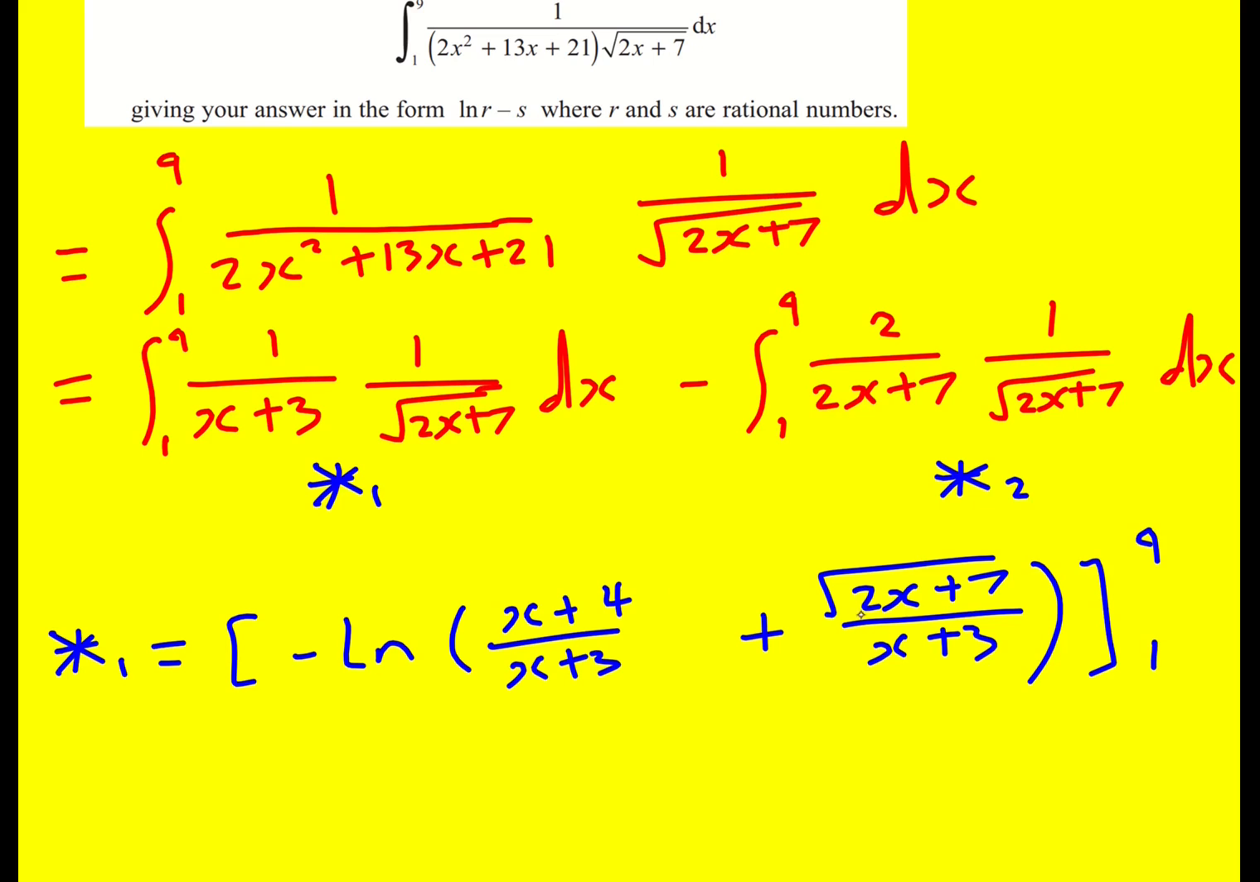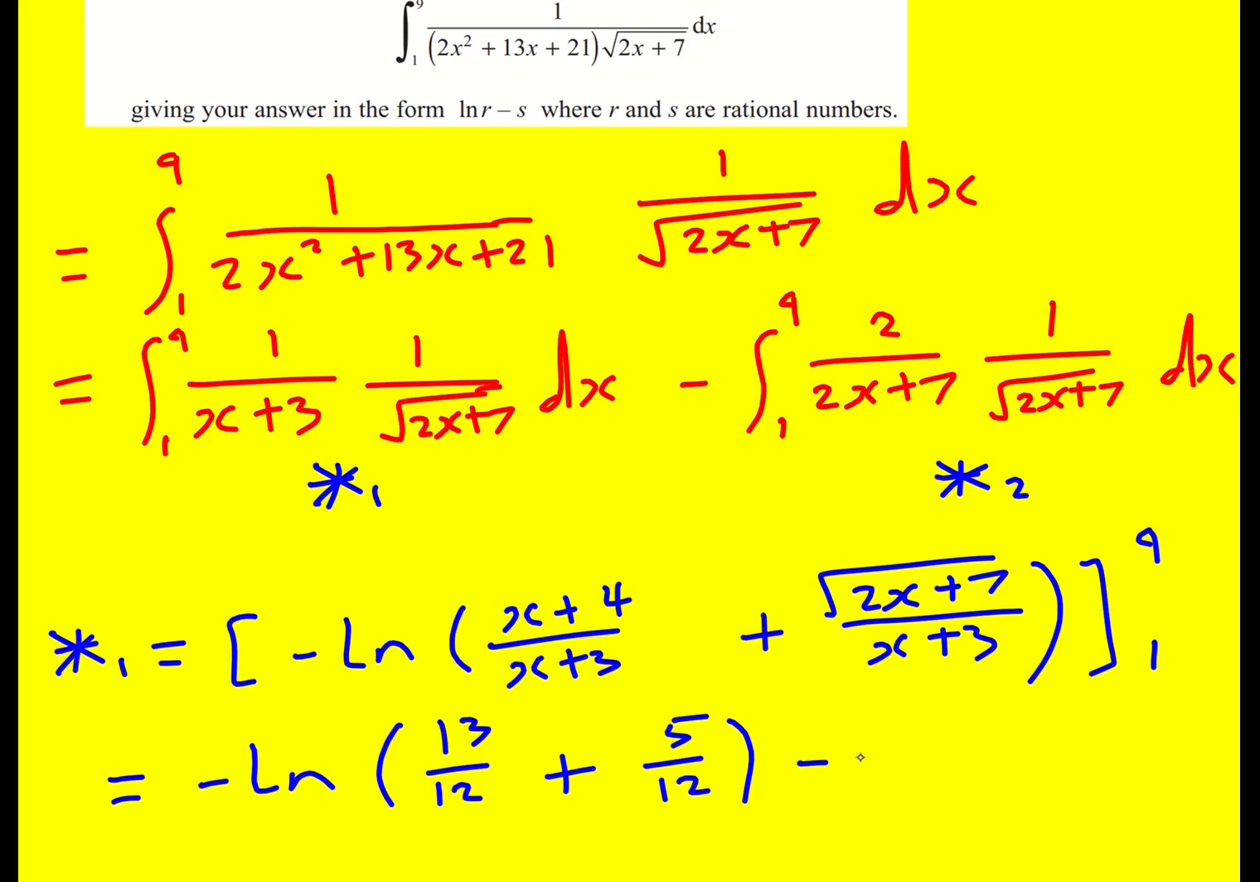And because I've simplified this down as much as possible, it's a little bit easier to deal with, okay? Like I said, if you didn't, you can still get there. It's just easier to make mistakes. So I'll get minus ln. Now I'm going to substitute that 9 in. So I'm going to get 13 over 12 plus, it's going to be 18 plus 7, which is 25, square rooted, 5 over 12.